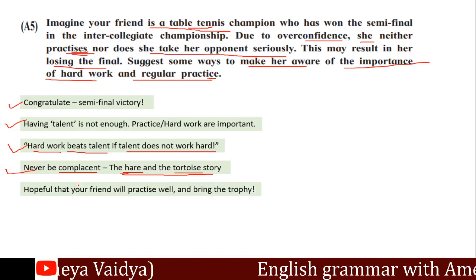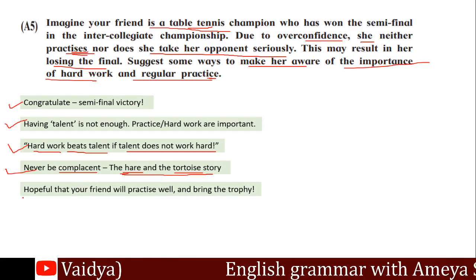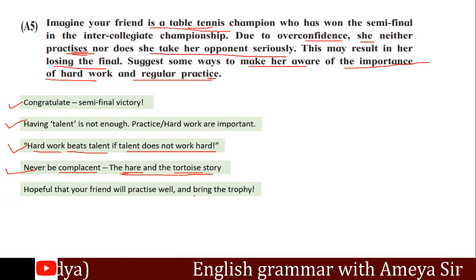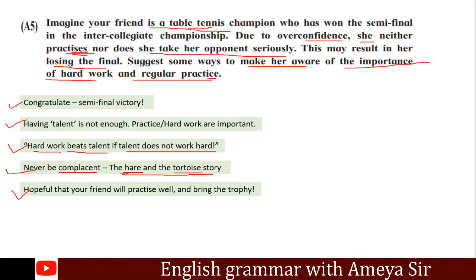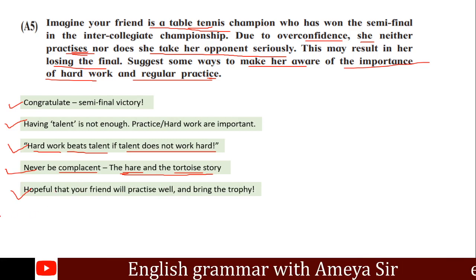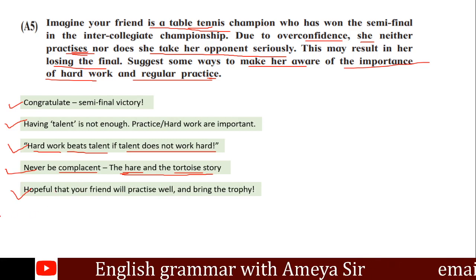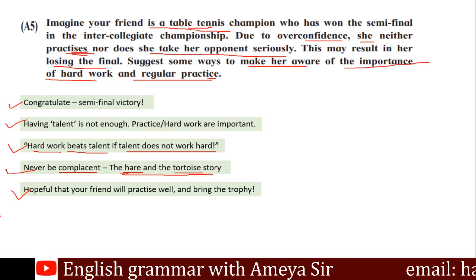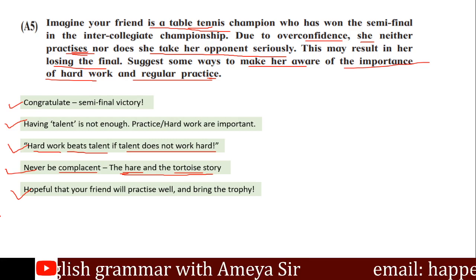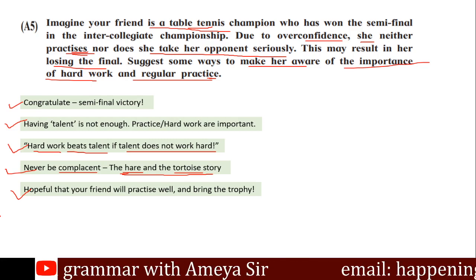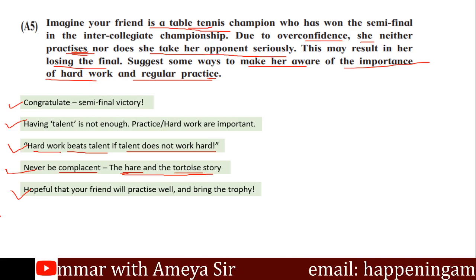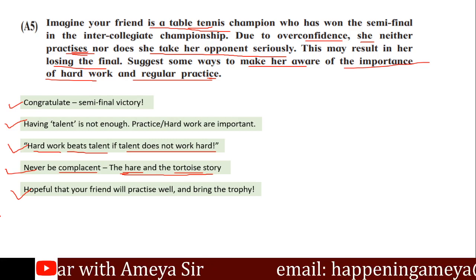The next point you can tell your friend is that you are hopeful that your friend will practice and bring the trophy. So tell your friend that you are hopeful that she will practice, she will listen to your advice, and she will remember the points that you've discussed, and she will bring the trophy. Always be optimistic and support your friend.